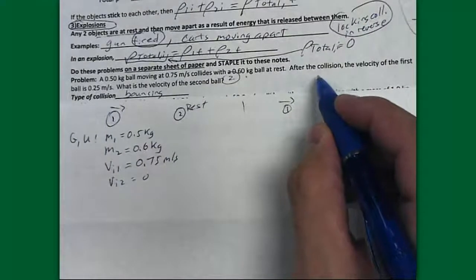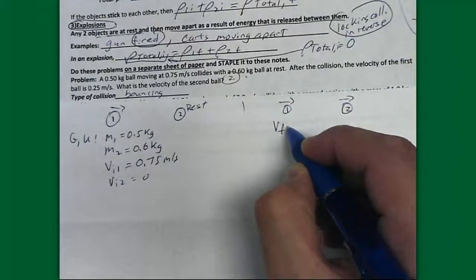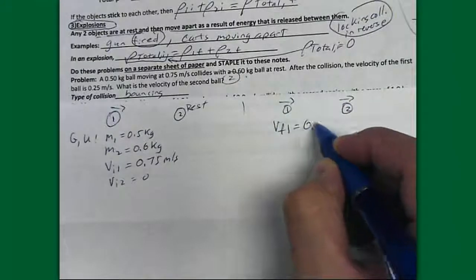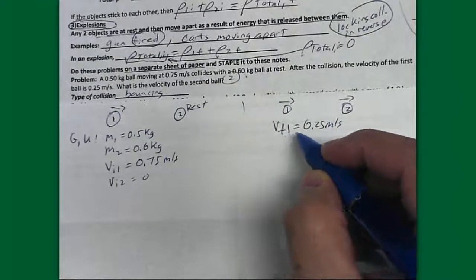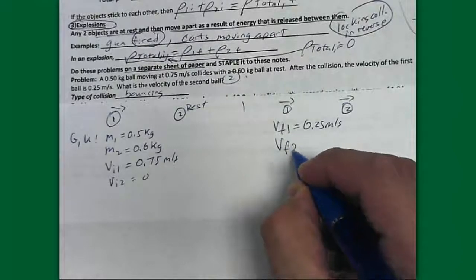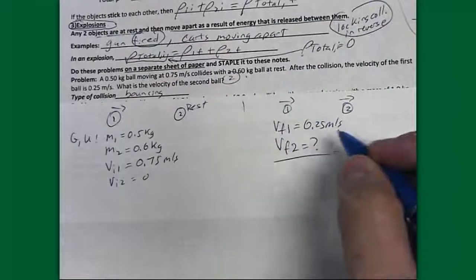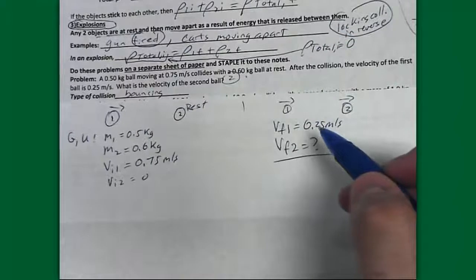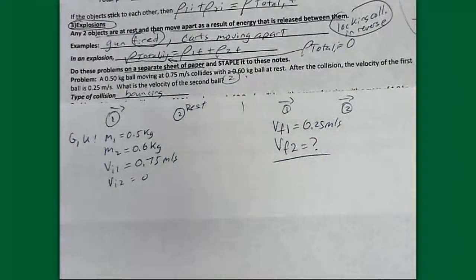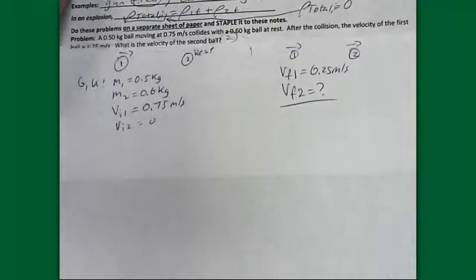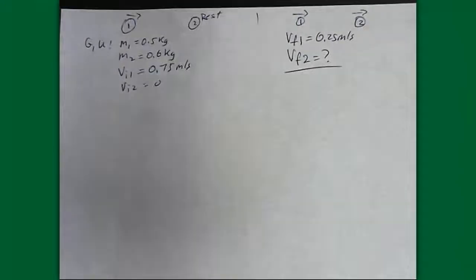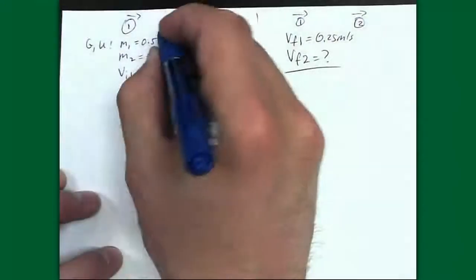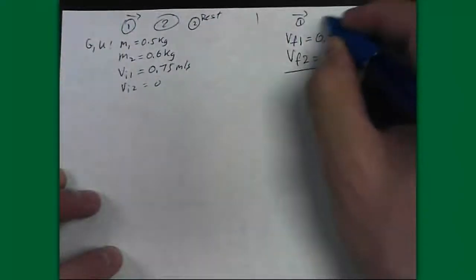After the collision, velocity of the first ball, VF1, is 0.25 meters per second. VF because it's after the collision. And they want to know the velocity of the second ball, VF2. Okay. Masses don't change. I don't have to define masses on the after side. They don't change. The balls don't lose or gain any mass. Alright, so let's go through here knowing what we now know. Move this up a little bit, and we can solve this problem. Two objects to begin with, two objects to end up with.